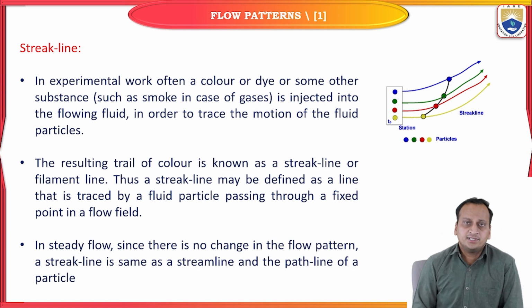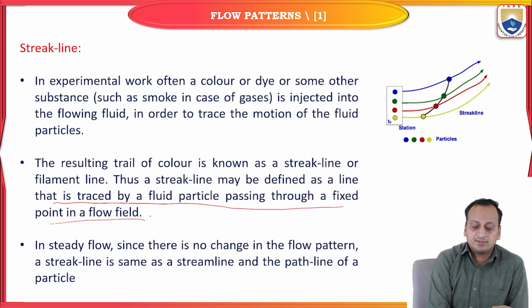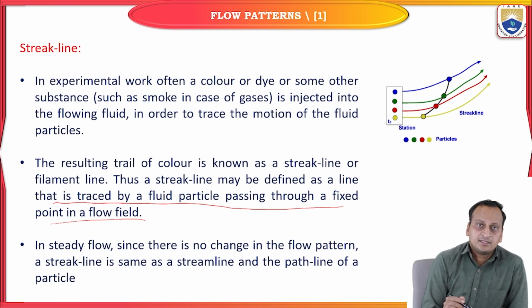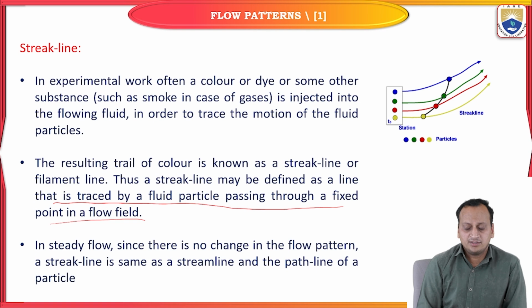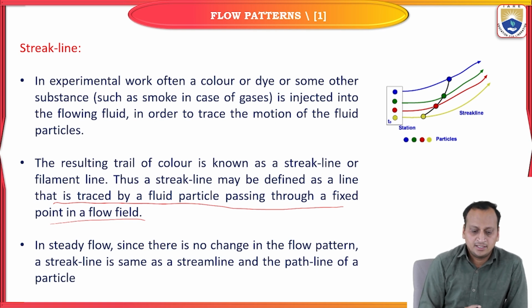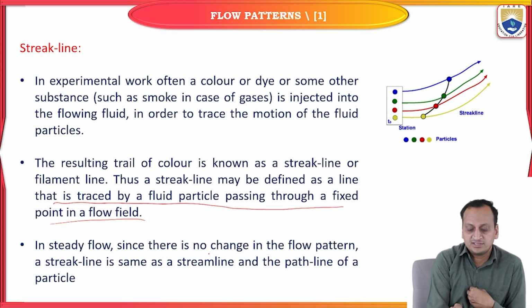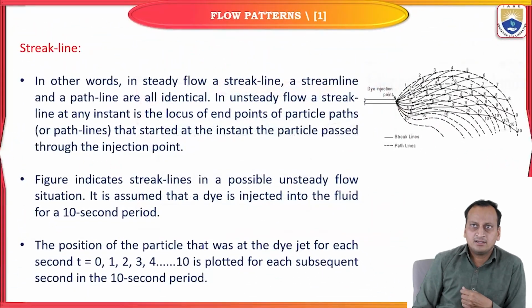In other words, the streak line is defined as a line that is traced by fluid particles passing through a fixed point in a flow field. So at different instants of time, it can be drawn for a fixed point. In such cases, we can understand it by injecting a different colored liquid through a flow field. In steady flow, since there is no change in flow pattern, all these lines are the same: streamline, streak line, path line. So now we will understand how the streak line can be drawn.